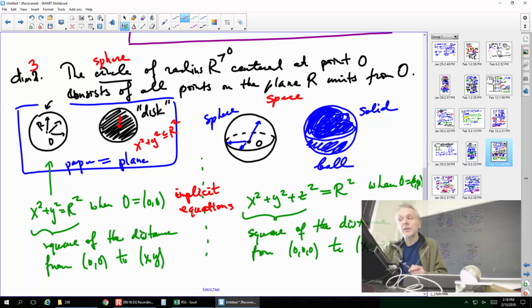Okay, so once again, the distance from point 0, 0, 0 to xy is less than or equal to r. That's what this statement says. Similarly, with the solid ball, it will be x squared plus y squared plus z squared less than or equal to r squared. Okay, so that is our representation.